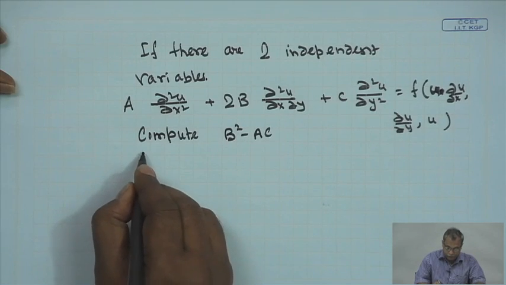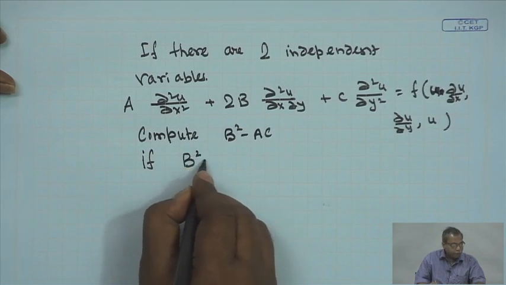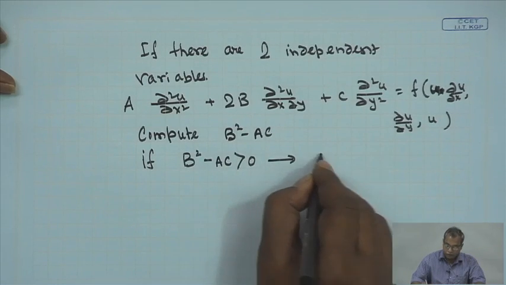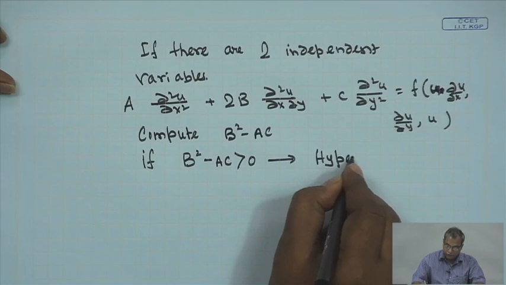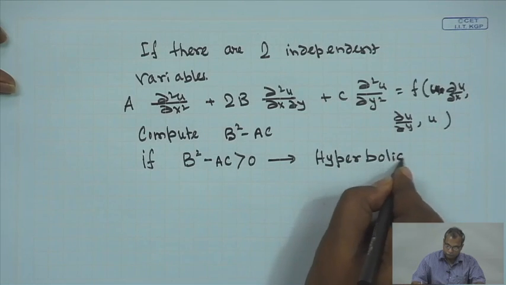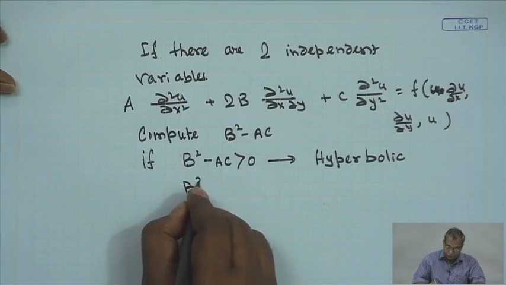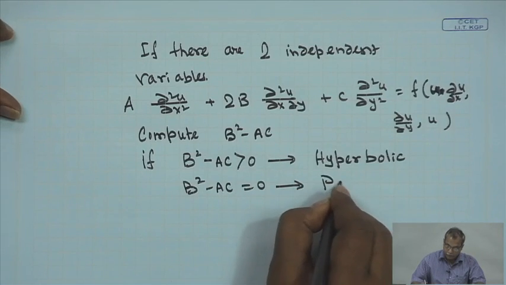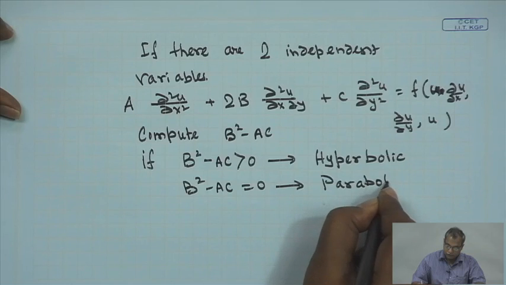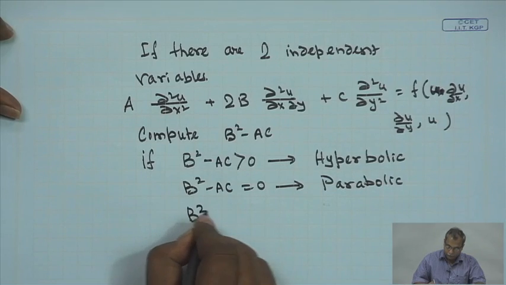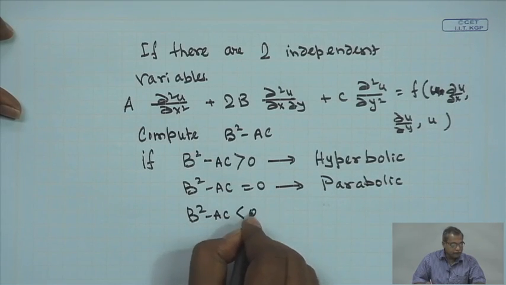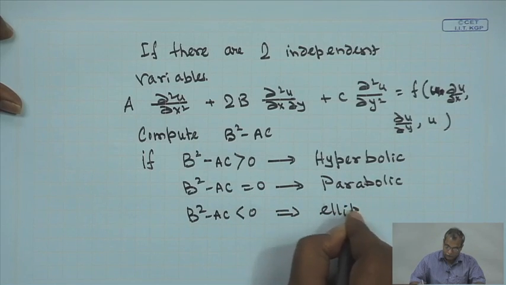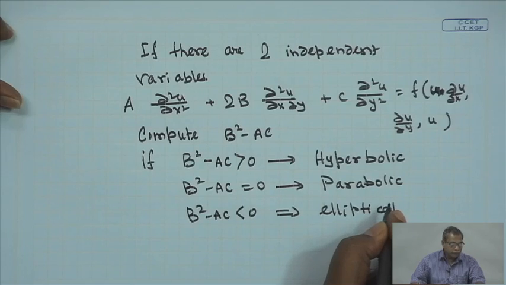Okay. So, if b² minus ac is greater than 0, then we are talking about a hyperbolic partial differential equation. If b² minus ac is equal to 0, then we are talking about a parabolic partial differential equation. If b² minus ac is less than 0, then we will be talking about an elliptic partial differential equation.